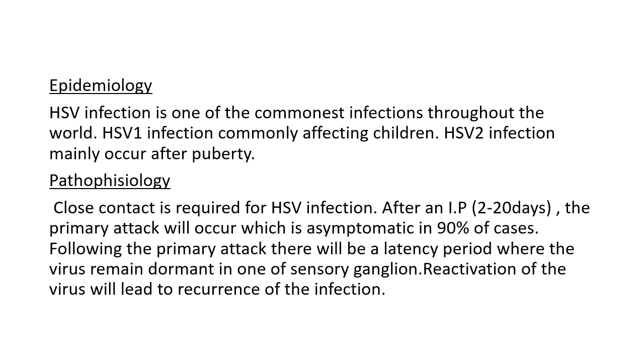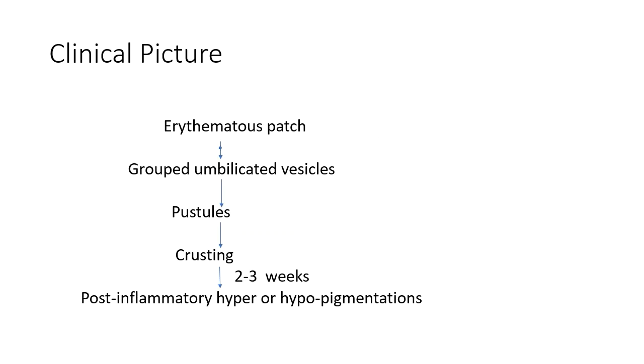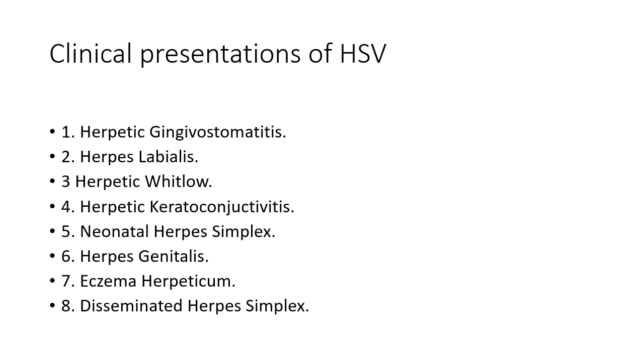The clinical picture goes through like this. The erythematous patch develops. From there, grouped umbilicated vesicles develop. From vesicles to pustules, and then there is a crusting, and within 2 to 3 weeks there will be a post-inflammatory hyper or hypopigmentation. The clinical presentations of HSV are herpetic gingivostomatitis, herpes labialis, herpetic whitlow, herpetic keratoconjunctivitis, neonatal herpes simplex, herpes genitalis, eczema herpeticum, and disseminated herpes simplex. We'll go through few of the important clinical presentations.